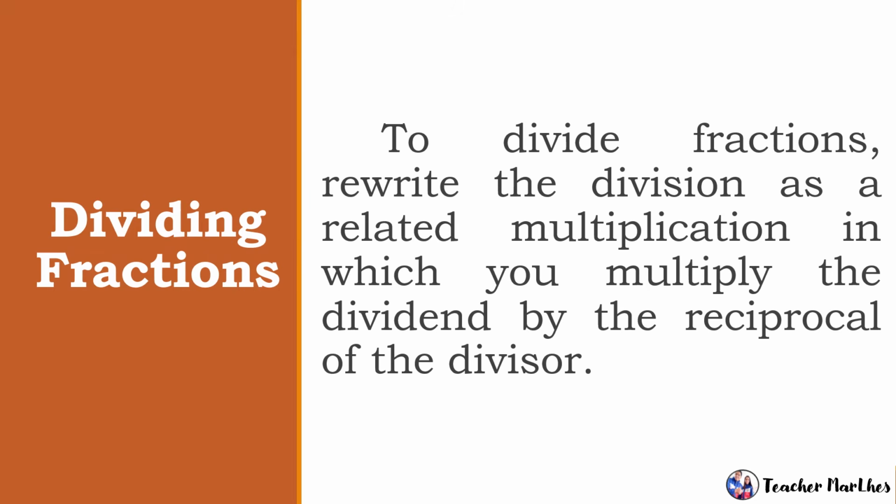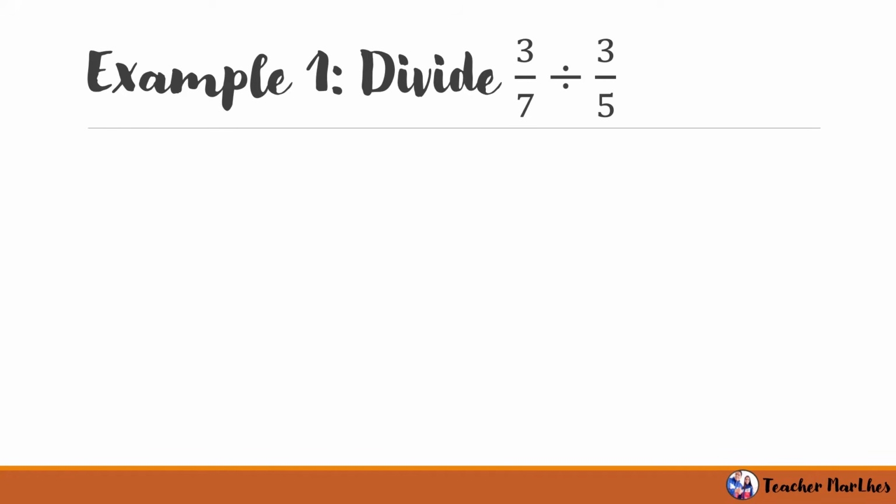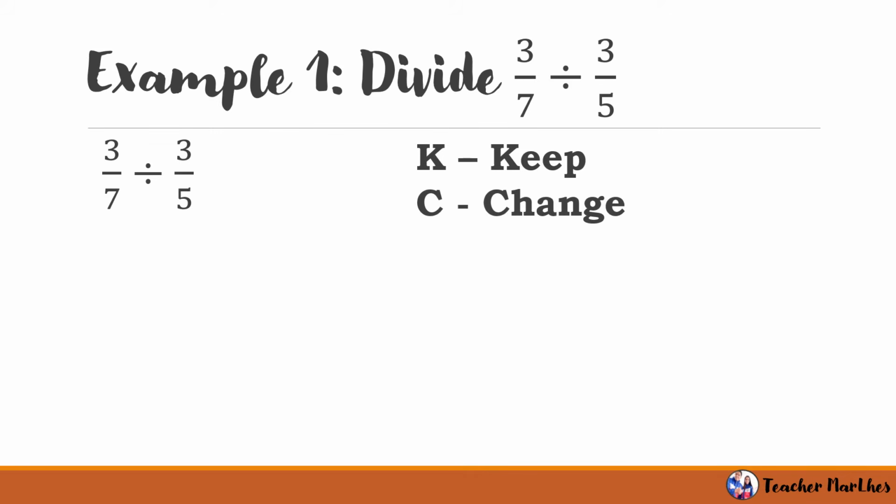In dividing fractions, rewrite the division as a related multiplication in which you multiply the dividend by the reciprocal of the divisor. So let's have an example on how to divide fractions. Example number 1, divide 3/7 and 3/5. So we will follow 3 steps in dividing fraction. First, keep the dividend. Second is to change the operation to multiplication. Then flip or get the reciprocal of the divisor.